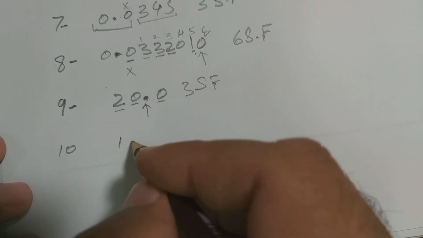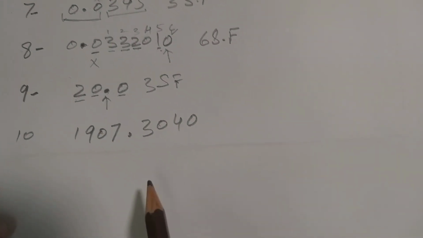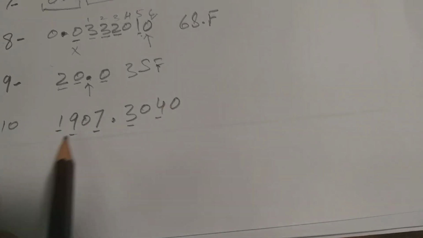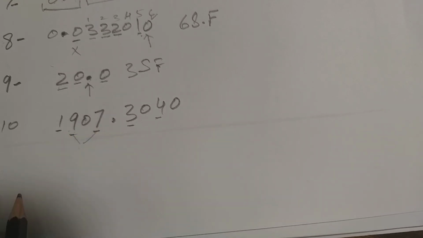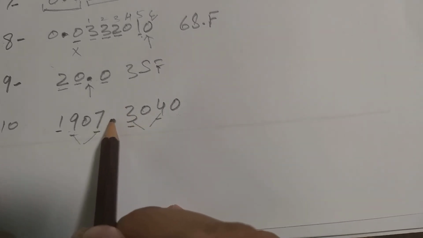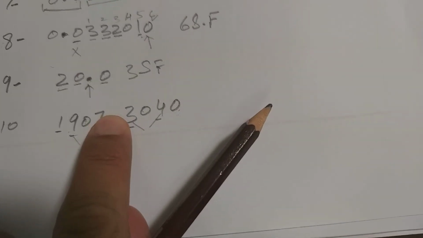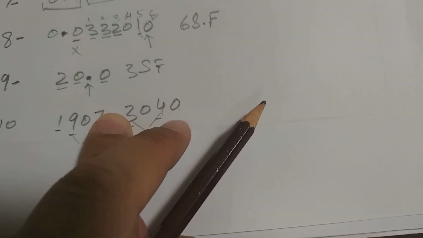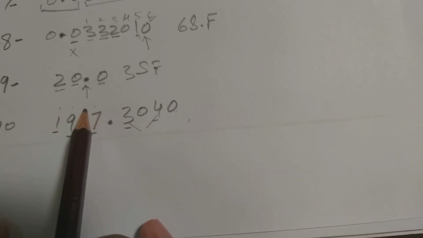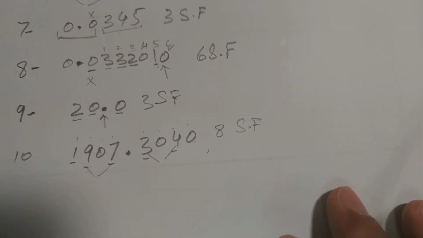Number 10: 1907.3040. Let's see what is significant here. These non-zero numbers are all significant, but what about the zeros? This 0 comes between two non-zero numbers, so it becomes significant. This 0 also comes between two non-zero numbers, so it is significant. The last trailing 0 is also significant, as we said already: after the decimal, if the last zeros come, we consider them significant. If there is no decimal, the last zero is not significant, but here, because of the decimal, it is significant. So how many? 1, 2, 3, 4, 5, 6, 7, 8. It is 8 significant figures. Hope you have your answer.